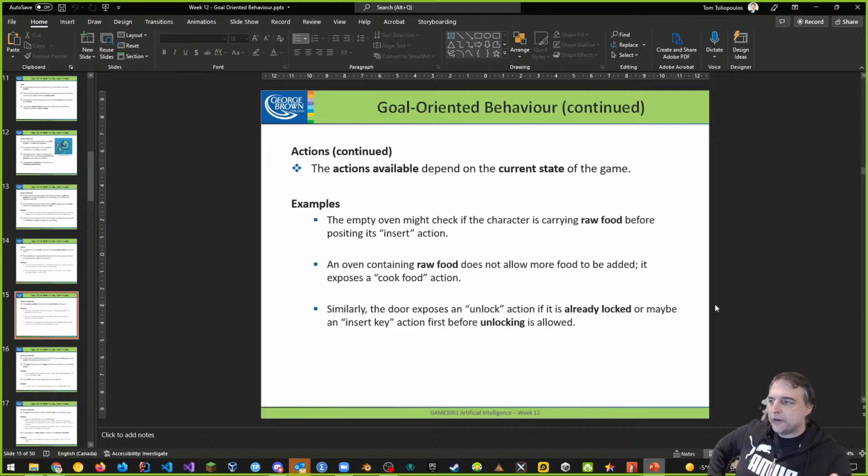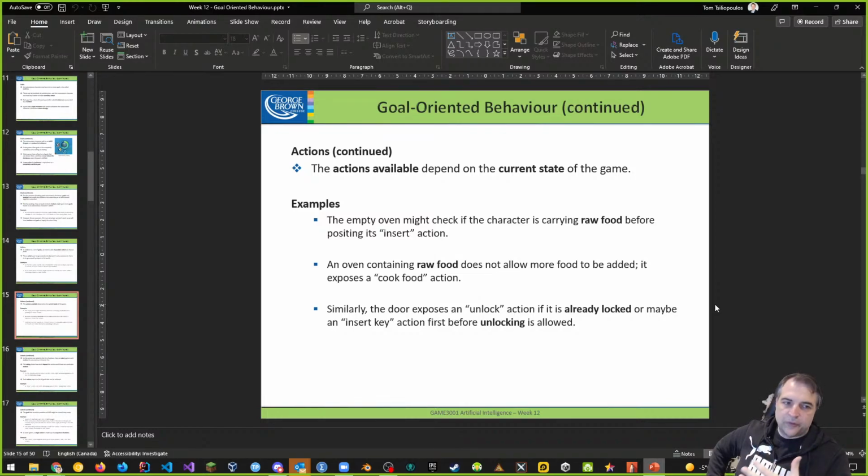Let's take it further. An oven containing raw food does not allow more food to be added because, well, it's full. There's food already in it cooking, so you can't put more food into it, right? So again, it's not only a dependency, but a constraint. You can only have this much raw food in an oven. If that action, insert raw food, isn't even available because it's full, right?